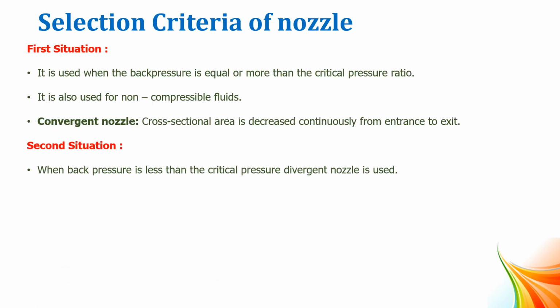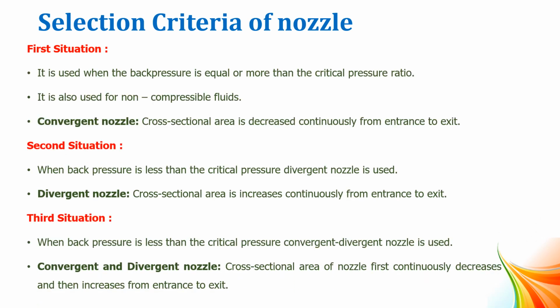Selection criteria of the nozzle is: in the first situation, a convergent nozzle is used when the back pressure is equal to or more than the critical pressure ratio. It is also used for non-compressible fluids. Cross-section area is decreased continuously from the entrance to exit, that is converging. The area will be reduced, that is called converging.